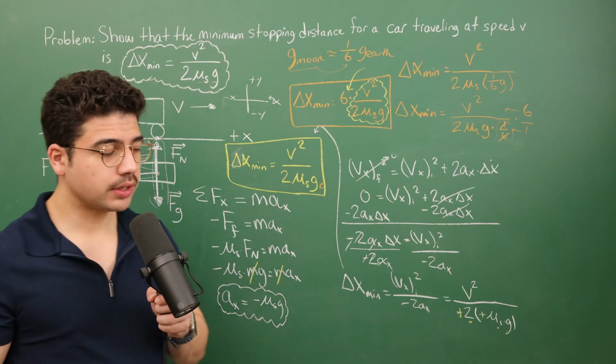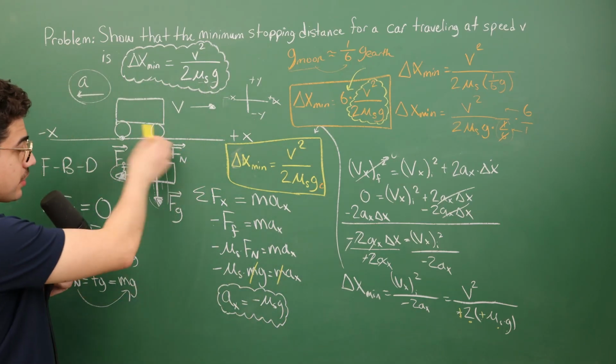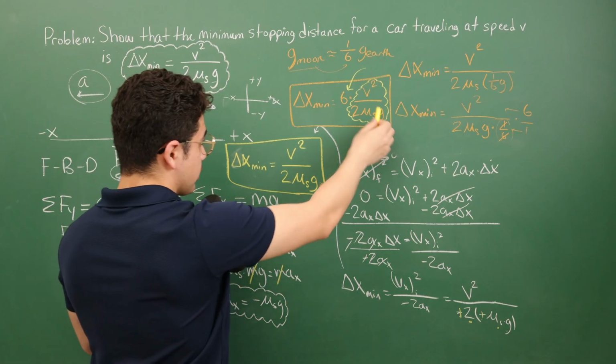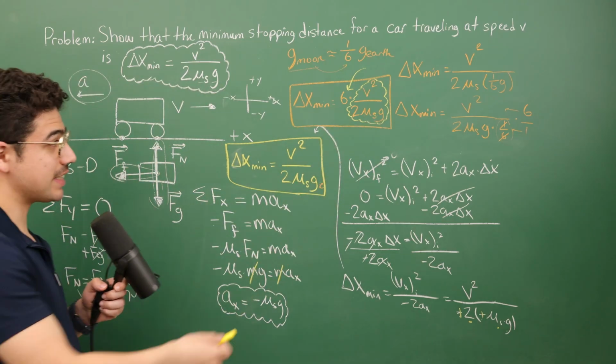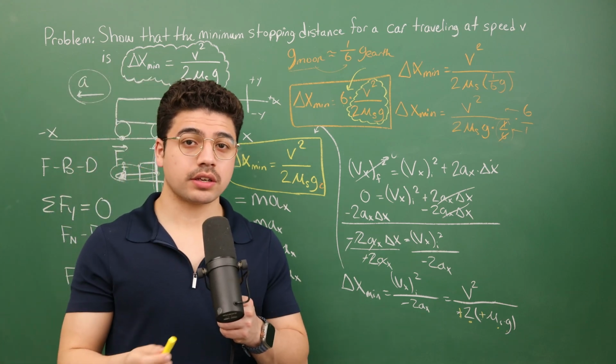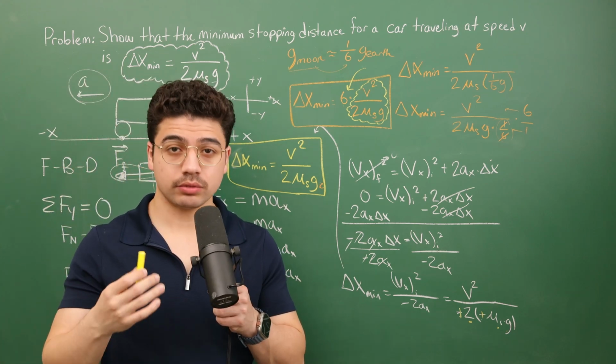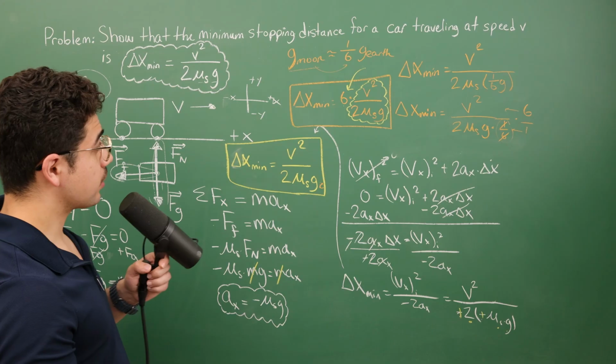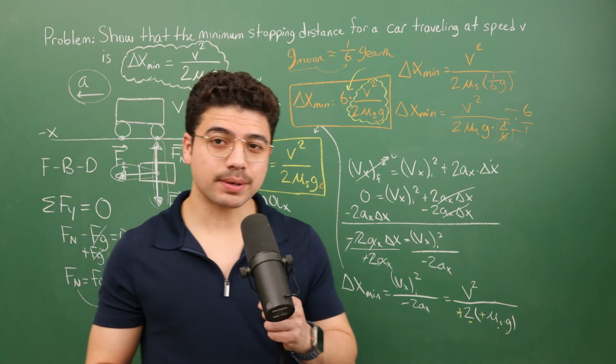So if you're on the moon in the exact same conditions, where the only thing that changes is your acceleration due to gravity, then you're going to need 6 times that physical distance in order for your car to come to a stop just by using the friction alone. And that's going to wrap up this problem on the minimum stopping distance.